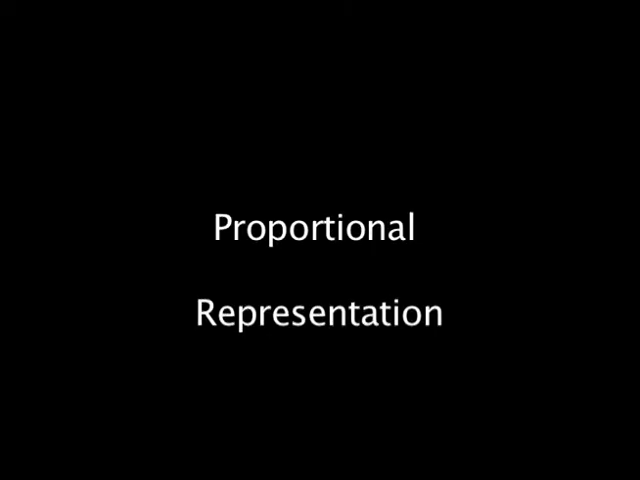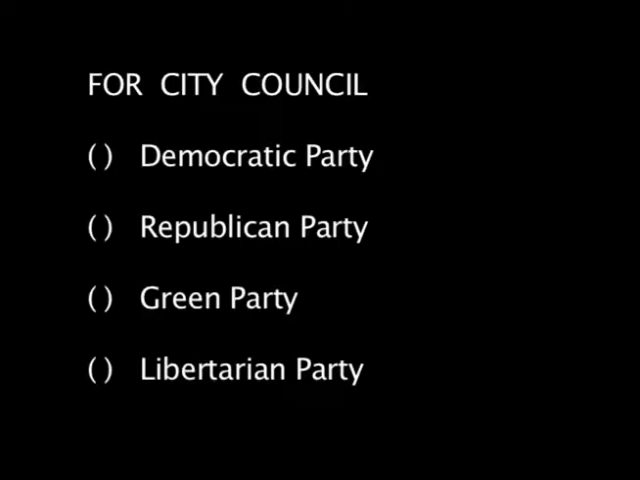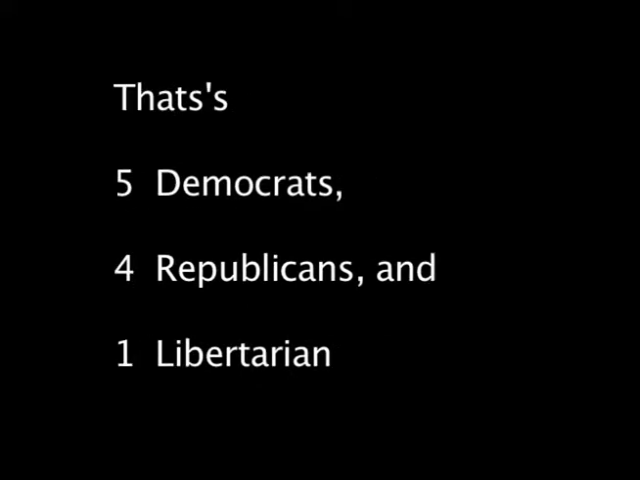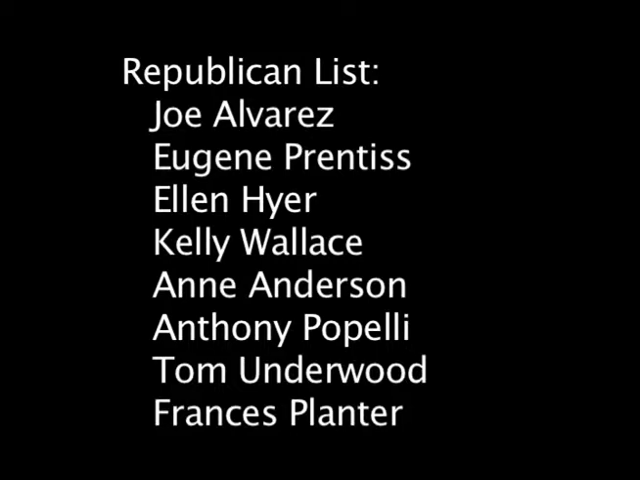Here's one system that doesn't use districts. Everyone picks the party with the policies they like. Here someone picked Democratic. The votes are tallied to see what proportion of total city council members goes to each party. Here it's 5 Democrats, 4 Republicans, and a Libertarian. Then the parties look at their list of candidates. They can go down the list and check off as many candidates as they got percentage points. The Republicans got 40%, so they can check off 4 candidates.